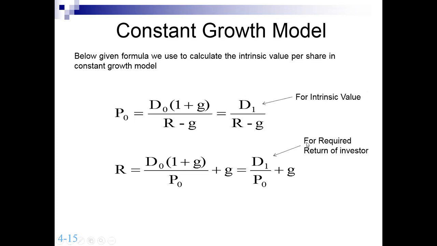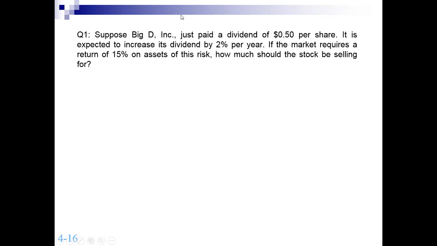Now giving you a demonstration for this one. See how we are applying it. Suppose this company just paid a dividend of 0.5 per share. Now recall, if company just paid a dividend, it cannot be taken as D1. It should be taken as D naught because this is the current dividend which is paid by the company. It is expected to increase its dividend by 2% per year. So this 2% increase in dividend will be taken as growth rate of the dividend. If the market requires a return of 15%, this is investor required return. How much should the stock be selling for?